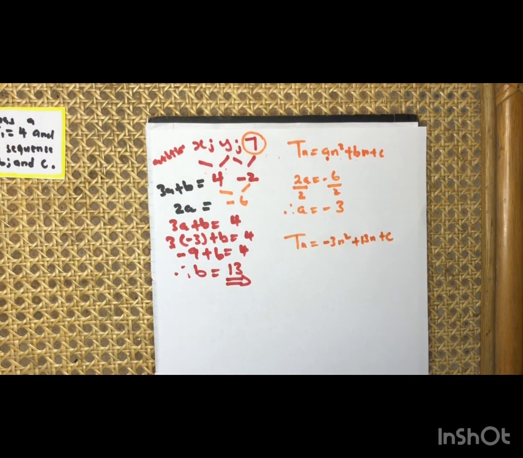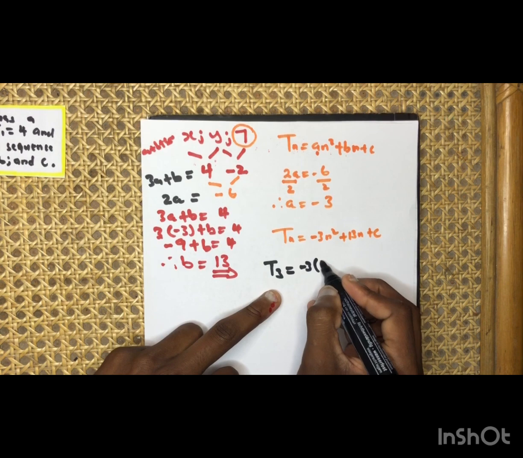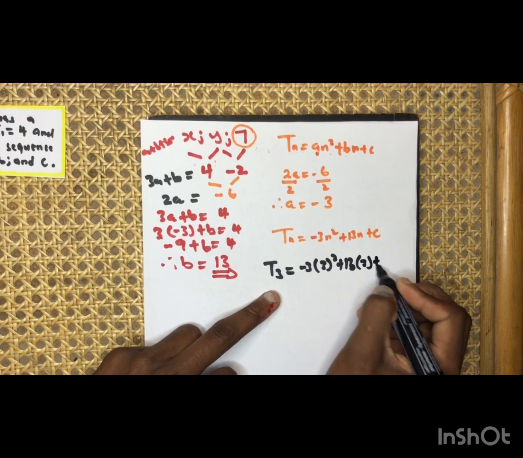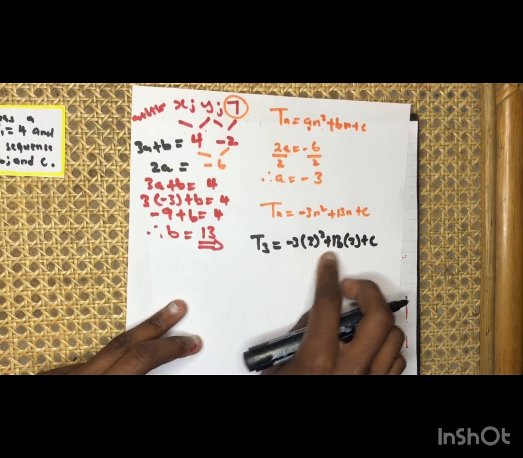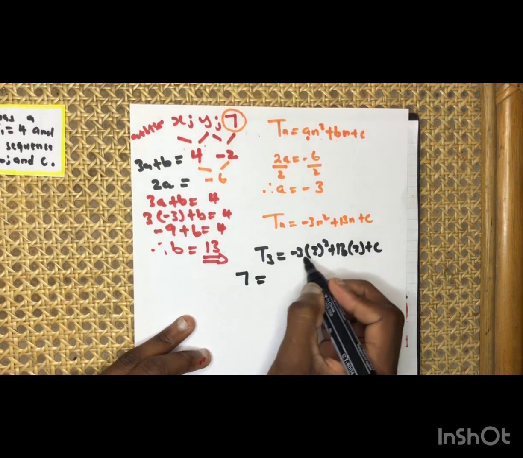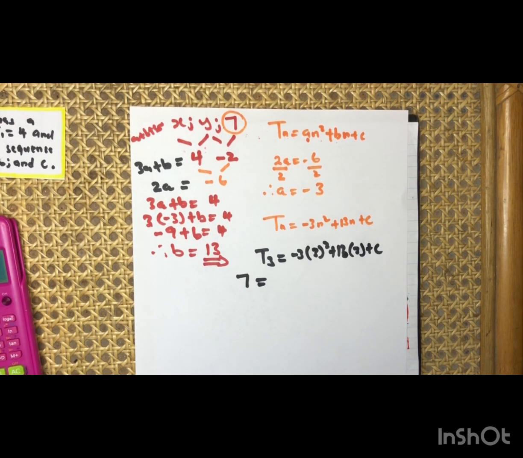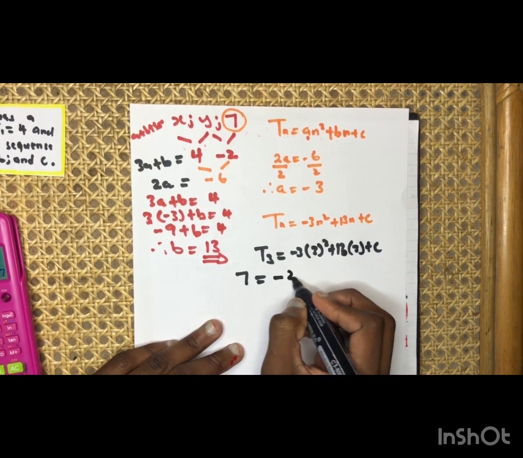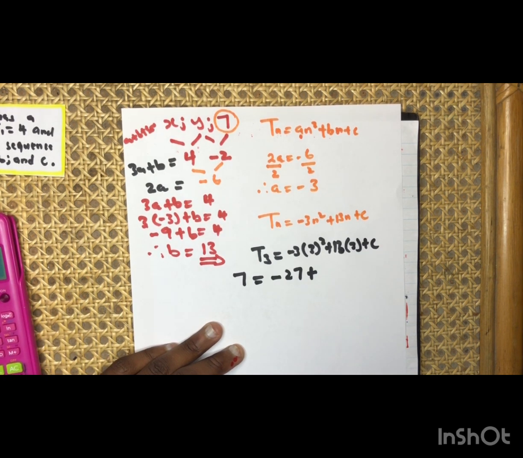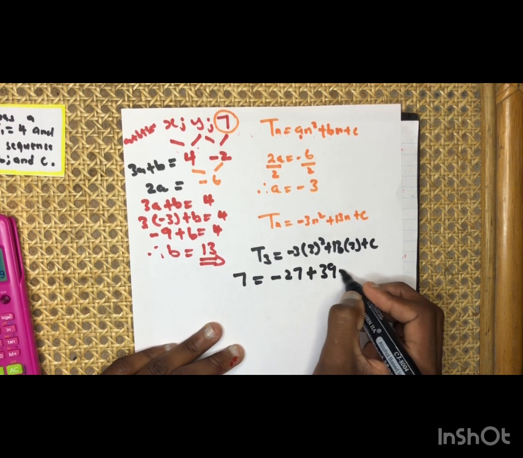So guys, it's simple. I'm going to say T3 is equal to negative 3. In place of n, I substitute 3, plus 13 into 3, plus c. So this is 13, guys. This is 13, this is 3. So remember your T3, guys, was 7. So we have 7 here. Then 3 squared, we get 9 times minus 3, we get minus 27. So we get minus 27 plus, then we have 13 times 3. 13 times 3, it's 39. So this is 39 plus c.